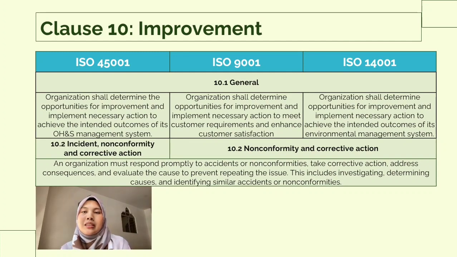its environmental management system. Next, even though subclause 10.2 differs in ISO 45001 and ISO 9001 compared with 14001, the main content under this subclause is similar: an organization must respond promptly to accidents or non-conformities, take corrective action, address consequences, and evaluate the cause to prevent repeating the issue. This includes investigating, determining causes, and identifying similar accidents or non-conformities.